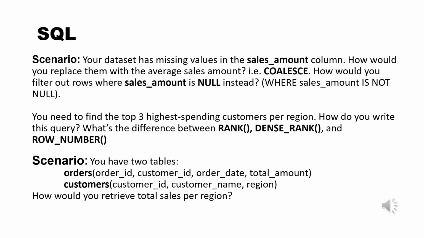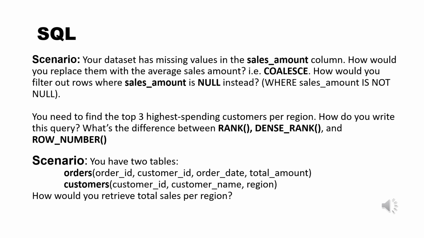SQL questions, the scenario is there. So the scenario is your dataset has missing values in the sales amount column. So how would you replace them with the average sales amount? This is COALESCE. So how would you filter out rows where sales amount is null instead? So where sales amount is not null.